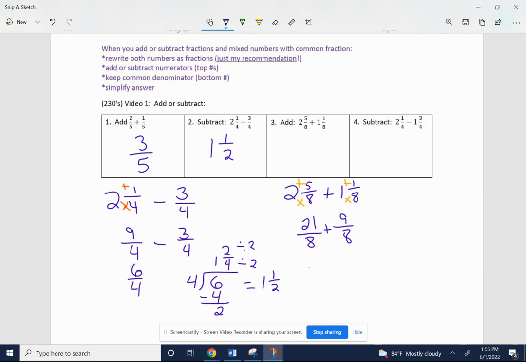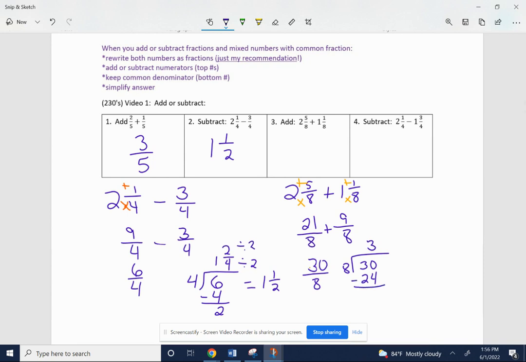Okay, now we can add the tops, keep the 8 the same. 21 plus 9 is 30. Okay, we get 30 over 8. Keep the 8 the same. But since this is improper, we could change this to a mixed number by dividing 8 into 30. Let's see, 8 goes into 30 3 times, because 8 times 3 is 24. Subtract, you get 6. Put that remainder of 6 over the 8 that you divided by.